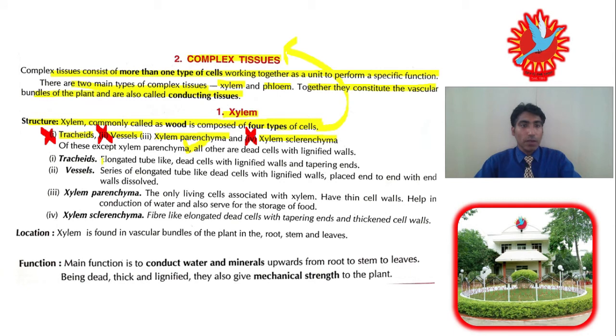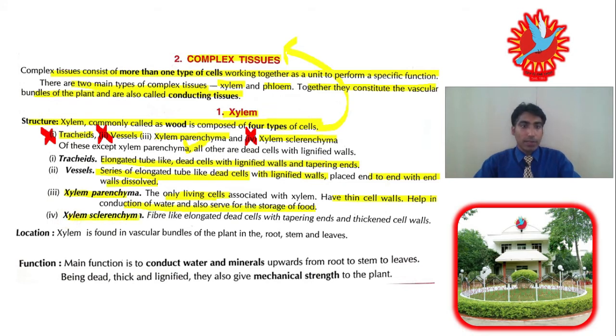Tracheids. Tracheids are elongated tube-like dead cells, as I already told you, with lignified walls and tapering ends. Vessels: a series of elongated tube-like dead cells. These are also dead cells with lignified walls, placed end to end with end walls dissolved. Xylem parenchyma: they are the only living cells present in the xylem tissue, have thin cell walls, help in the conduction of water and also serve as storage of food.